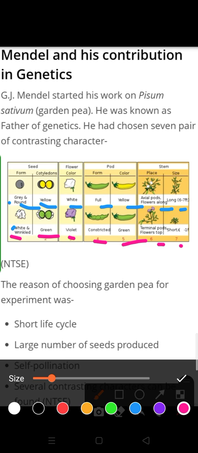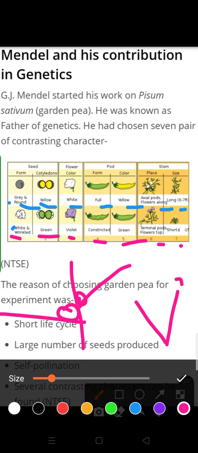Color of pod, yellow or green. Axial pods means the flowers are in an axial position. Children, these are the axial position, and this is the terminal position. Clear? The next one is long or short, tall and short. These are the characteristics on the basis of which Mendel gave 3 laws.